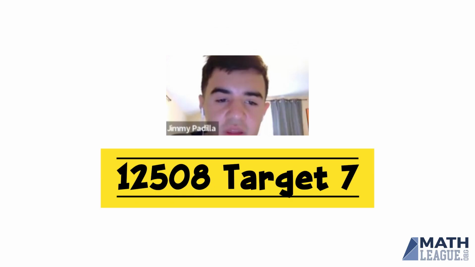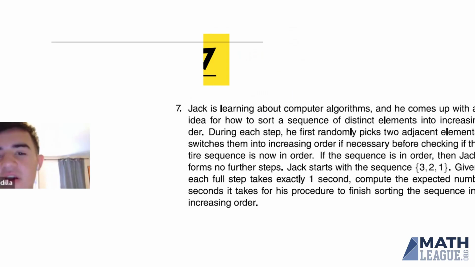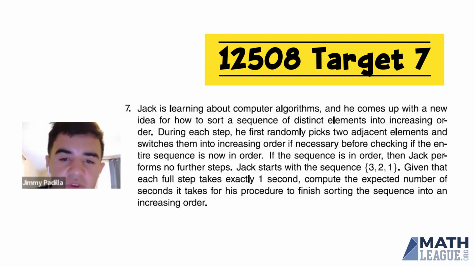This is question 7 on the target about computer algorithms. Jack is learning about computer algorithms, and he comes up with a new idea for how to sort a sequence of distinct elements into increasing order.